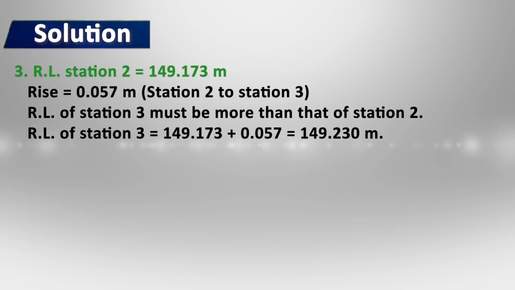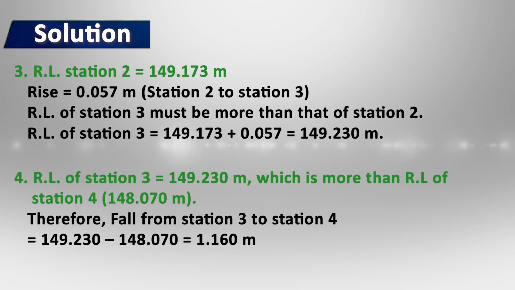Next, the reduced level of station 3 is missing. The reduced level of station 2 is 149.173 meters, and there is a rise of 0.057 meters from station 2 to 3. Therefore, the RL of station 3 must be more than that of station 2. So, the reduced level of station 3 will be 149.173 plus 0.057, which results in 149.230 meters.